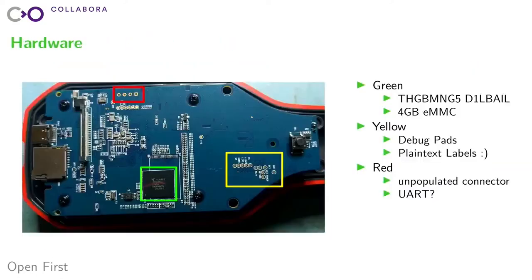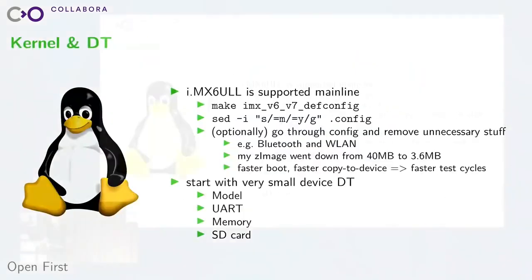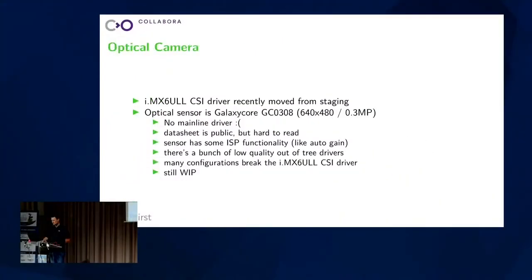So this sensor is connected to the camera serial interface. And unfortunately, this sensor does not yet have any mainline driver. There's a public data sheet, but at least for me, it's really hard to read because it only has the register names and a vague description of what they're supposed to do. It's full of abbreviations and they are non-obvious.